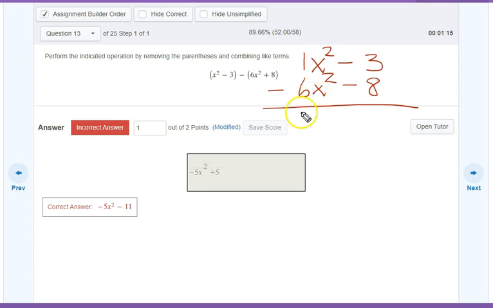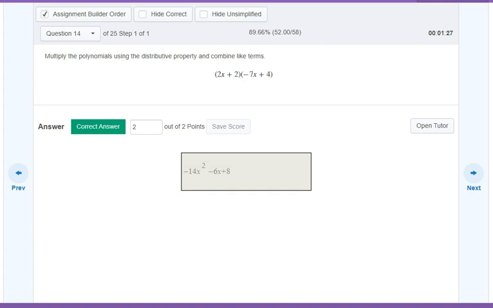So now when we add these up, this is a negative 5x squared. Remember, the variables never change when we're adding or subtracting, only if you're multiplying. And this is a negative 11. Now they got the first part right. So again, I gave them partial credit for that. Okay, better to get the full credit.